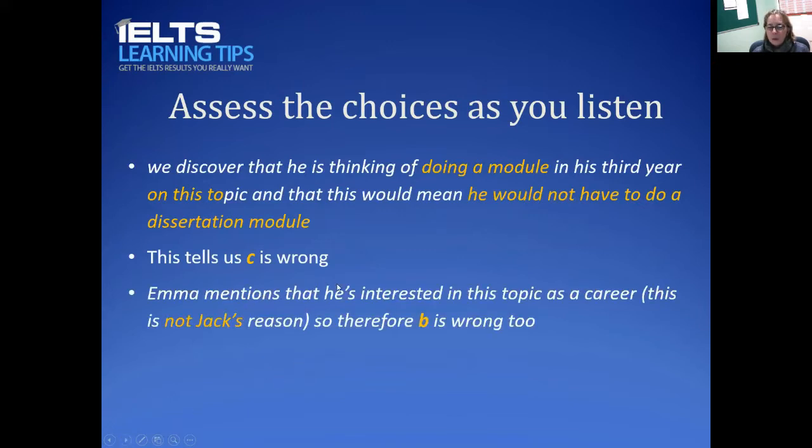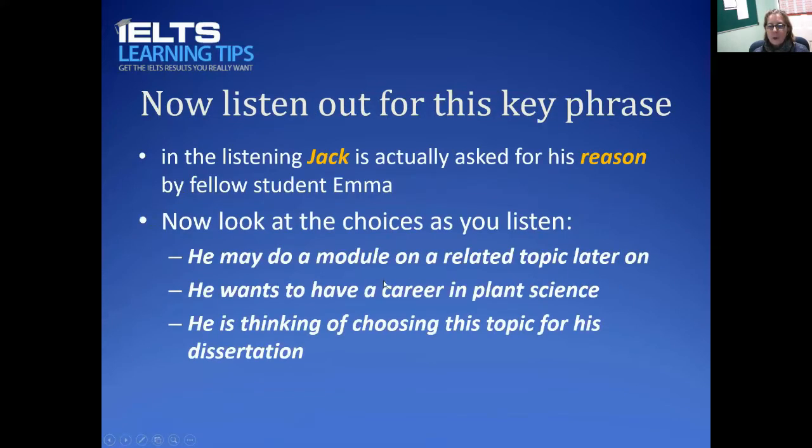Then Emma mentions that he's interested in the topic as a career. But this is not Jack's reason, this is Emma's question. So B is wrong, because we don't know about Jack's opinion or Jack's interest. So that leaves us with A, which is the fact that, I'll just go back quickly, he may do the related topic later on, and he mentioned he might do it in his final year.